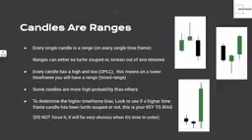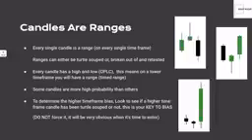Candles are ranges. Every single candle is a range on every single time frame, whether it be the monthly, the weekly, the daily, the 4-hour, the 1 hour, 15-minute, 1 minute. Every single candle is a range. Time is fractal. You need to understand that a daily chart is a higher time frame for a 4-hour. A 4 hour is a higher time frame for the 1 hour and 15-minute. A 1 minute is a higher time frame for the seconds chart. Time is fractal. Therefore, every single timed range is fractal as well.